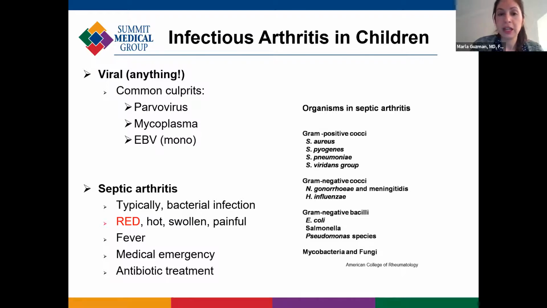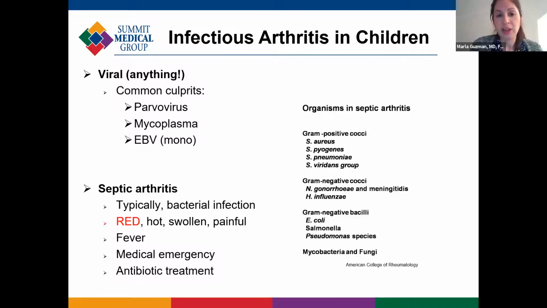So really with any of the arthritis that I talk about today, whether it be related to autoinflammatory or autoimmune, or even a viral arthritis, you're not going to have a red joint. A red joint, I would consider to be more of a medical emergency, because I would be concerned for an underlying septic arthritis.